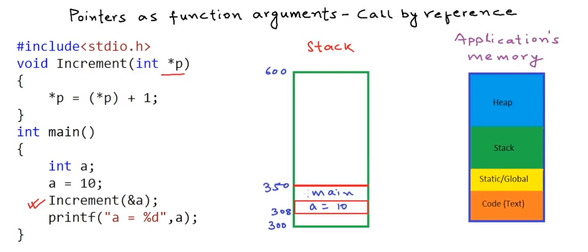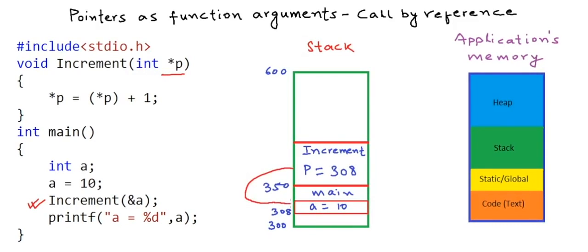Now when the main method calls increment, a local variable corresponding to the parameter p is created, and this is a pointer to integer, and the value that gets copied or stored in this particular variable would be 308, the address of a.